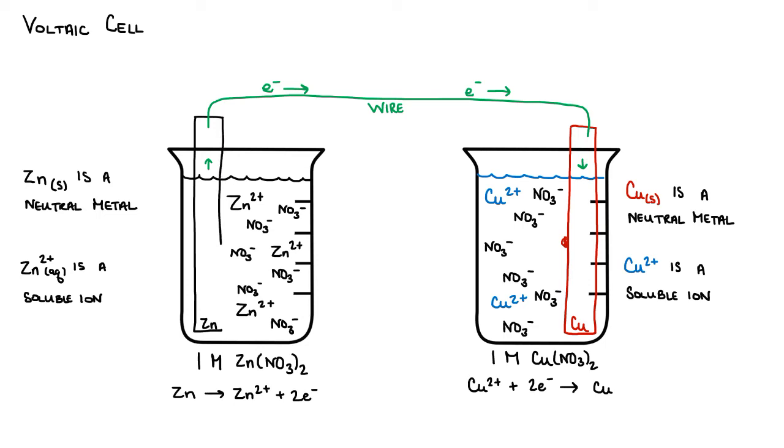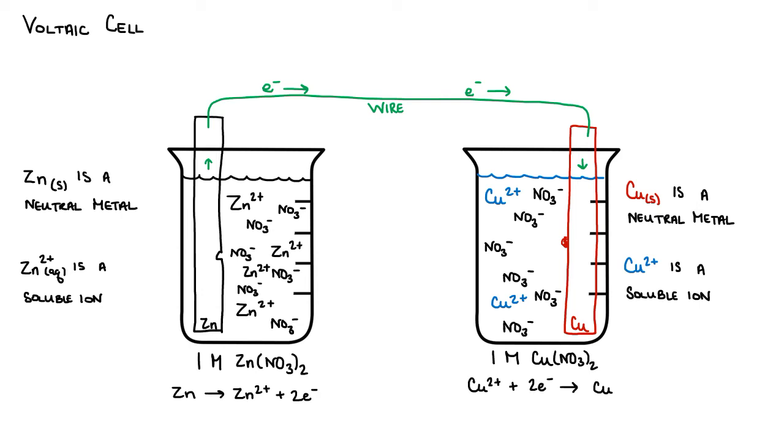Now, when zinc metal loses its 2 electrons, it becomes a soluble ion, and it leaves that metal space. So now that zinc metal got a little bit smaller. That hunk of zinc metal got a little bit smaller because now there are more zinc ions floating around in that beaker. So there are more zinc ions floating around in the beaker, and the zinc metal got smaller.